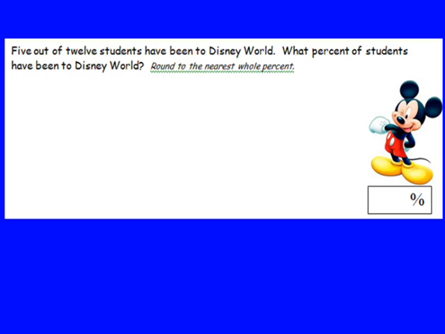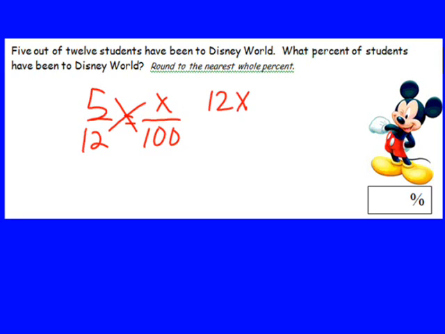In our first example, 5 out of 12 students have been to Disney World. What percent of the students have been to Disney World? Well, we know that 5 out of 12 have been to Disney World, and we'd like to know what that is out of 100, as a percent. We can use a proportion and cross multiply. So 12 times x would be 12x, and 5 times 100 would be 500. Now we have a nice, easy one-step equation to solve.